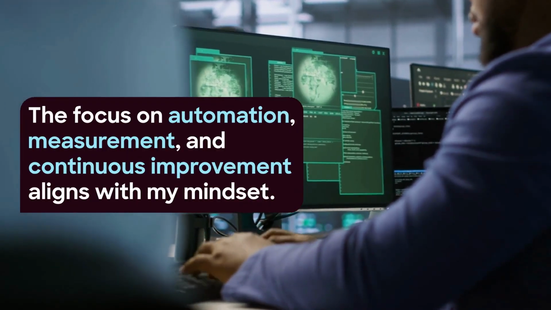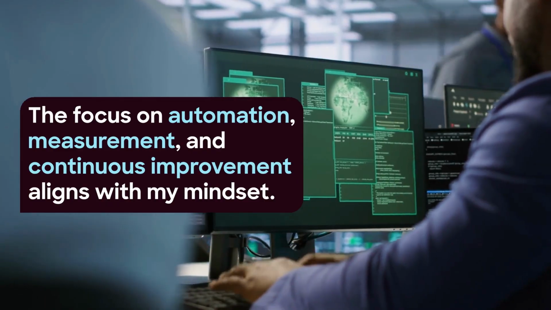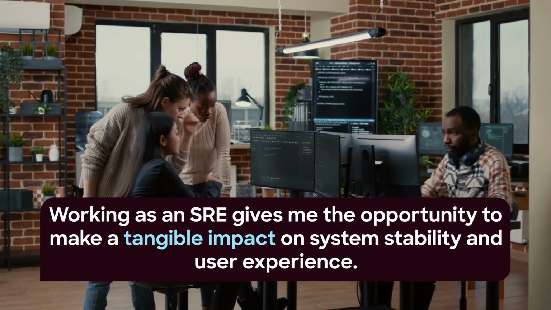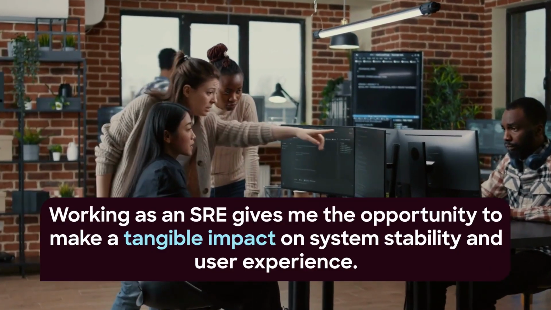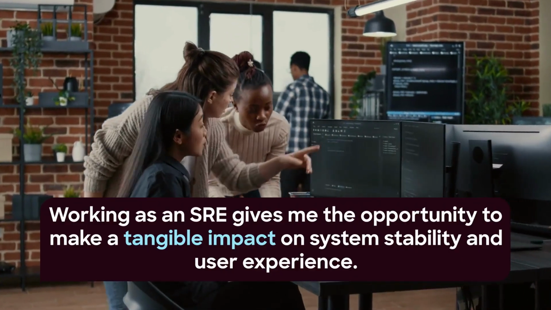The focus on automation, measurement, and continuous improvement aligns with my mindset. Working as an SRE gives me the opportunity to make a tangible impact on system stability and user experience.